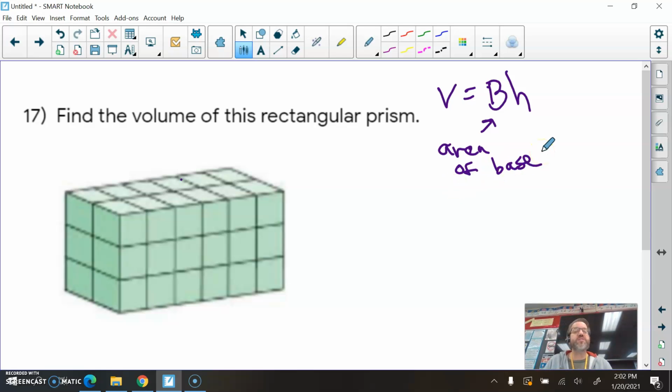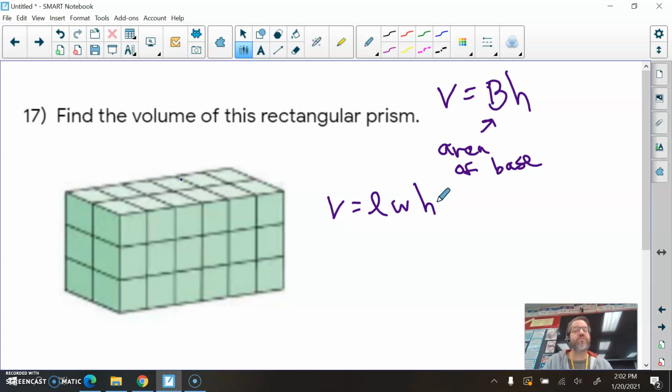Now, in this particular example, it's a rectangular prism. So to find the area of the base, which is a rectangle, you would just take length times width. So we can just take volume equals length times width. That would give you the area of the base times the height.